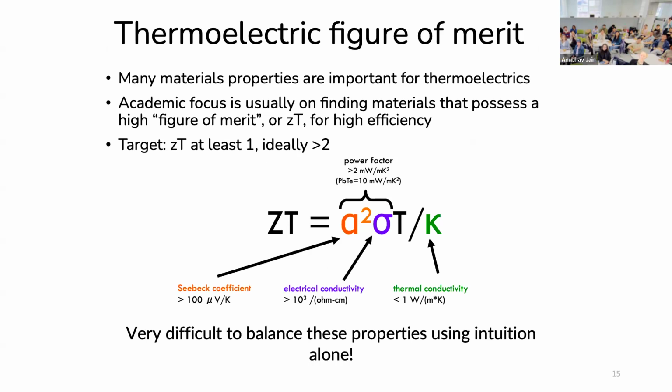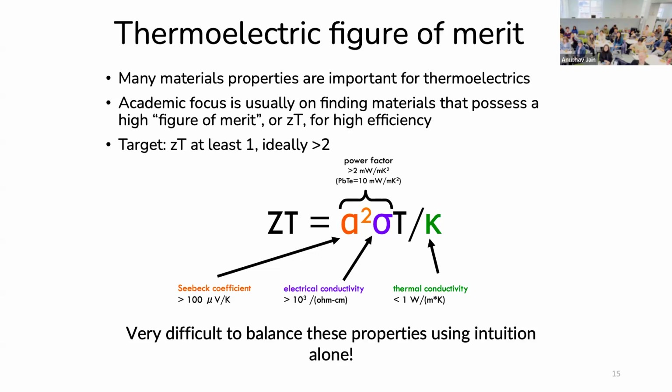So if we want to screen for thermoelectrics computationally, we have to understand the metric that we're looking at. Academically, we typically just look at ZT, the high figure of merit, although in practical thermoelectrics there are a lot more things that are important. For this to be a success, we should probably target a ZT of at least 1. 2 is really more of a breakthrough thermoelectric material.